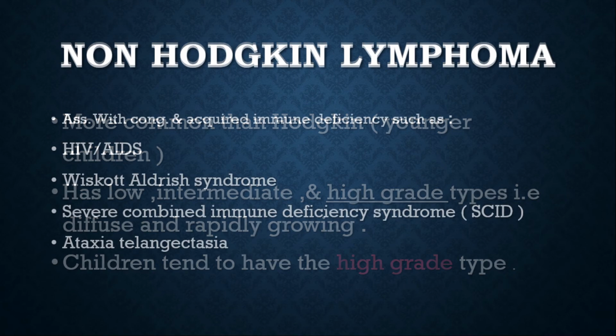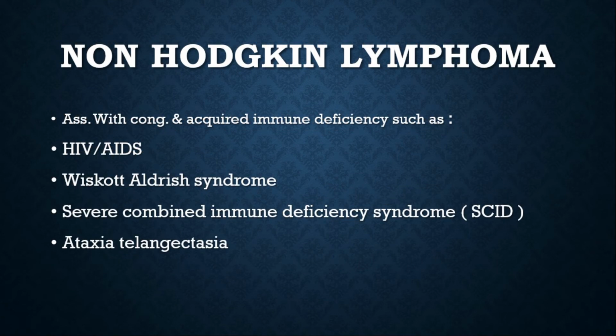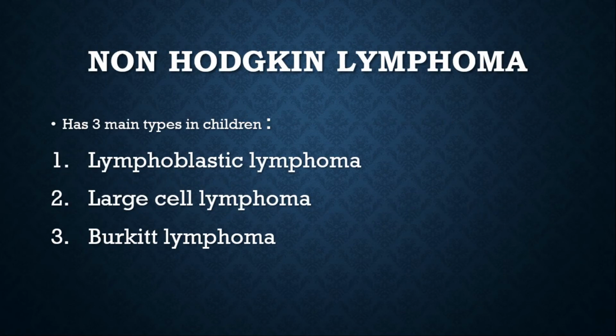Non-Hodgkin lymphoma is associated with multiple congenital immune deficiencies and acquired ones, like HIV/AIDS, which is acquired immune deficiency, and in the congenital type, it is associated with Wiskott-Aldrich, severe combined immune deficiency syndrome, and ataxia-telangiectasia. I'm not going into details of these congenital immune deficiency syndromes. Non-Hodgkin lymphoma has three main types in children: lymphoblastic lymphoma, large cell lymphoma, and Burkitt lymphoma.